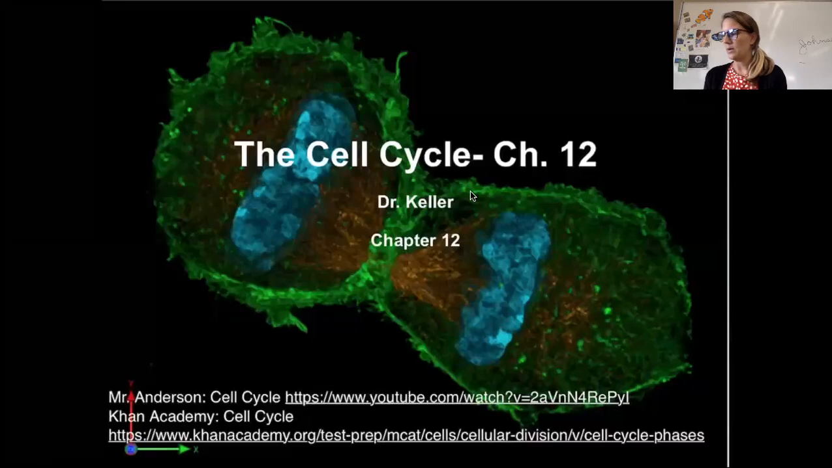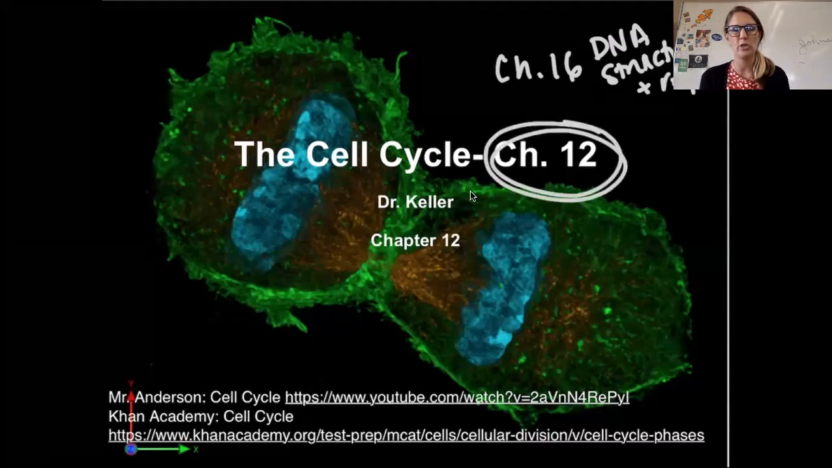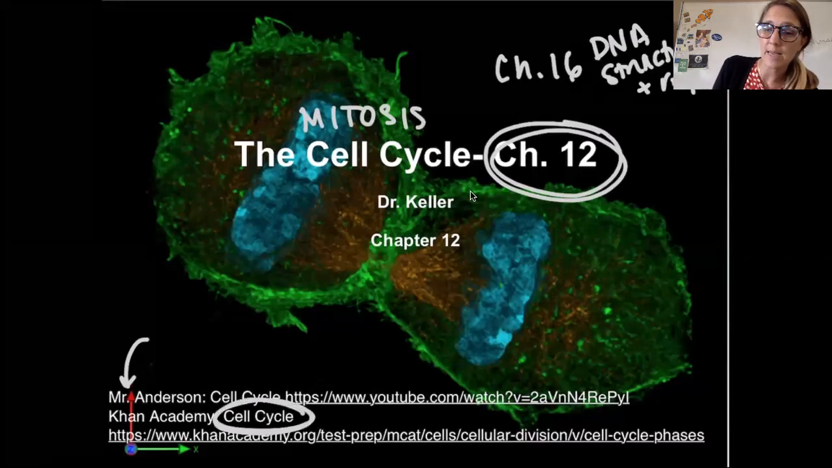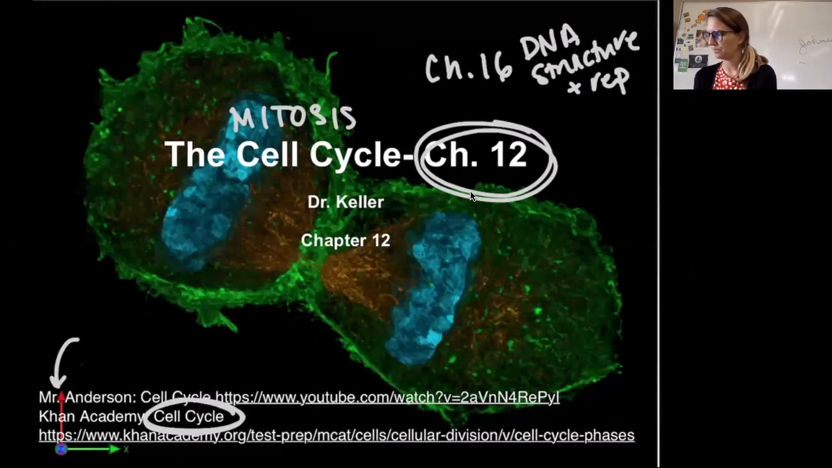And proceed. All right, so really quickly, we already went over chapter 16, which was about DNA structure and DNA replication. And now we're going into chapter 12, which is all about the cell cycle, and in particular, mitosis. All right. I posted this online, I think. Khan Academy actually does a great job talking about the cell cycle. That would be a really nice place to look as well.